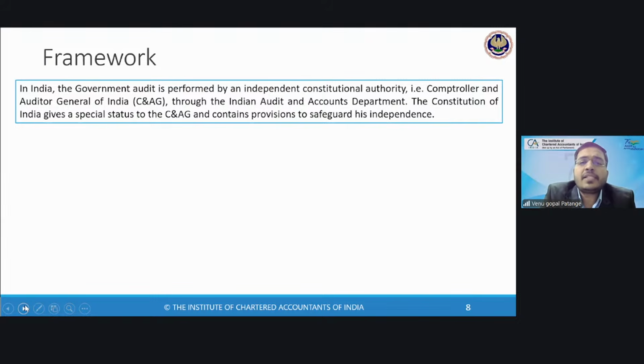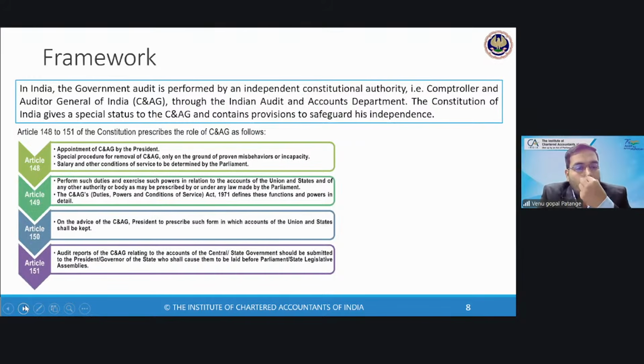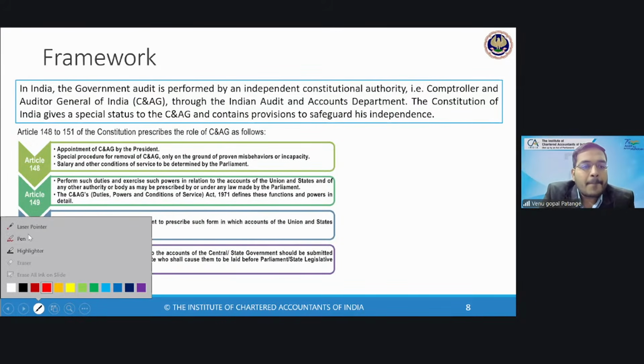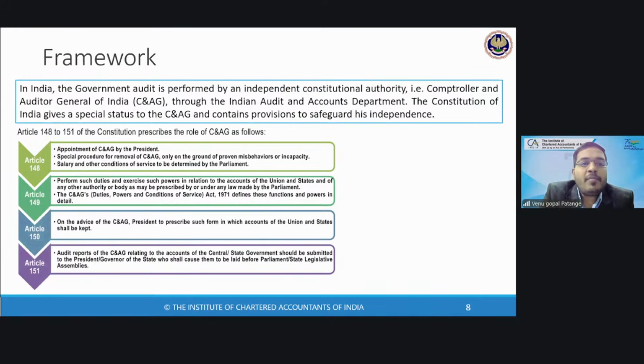Which are the articles through which C&AG got power, and what do those articles say? There are 4 articles, from Article 148 to 151, which talk about who will appoint C&AG, what the duties of C&AG are, and what kind of authority C&AG has. All those details are covered under Articles 148 to 151. Let us have a look. The appointment of C&AG is done by the President. This is Article 148 of the Constitution.